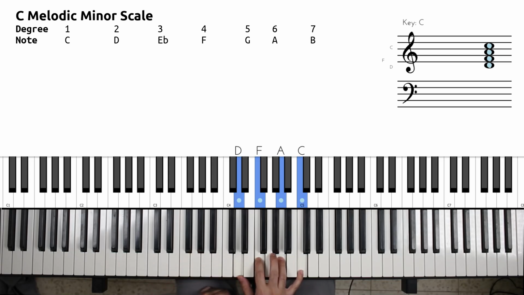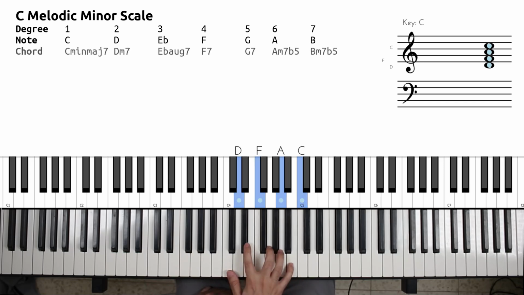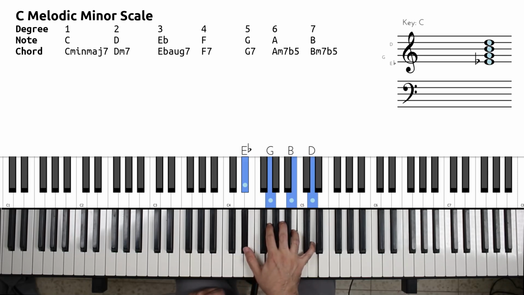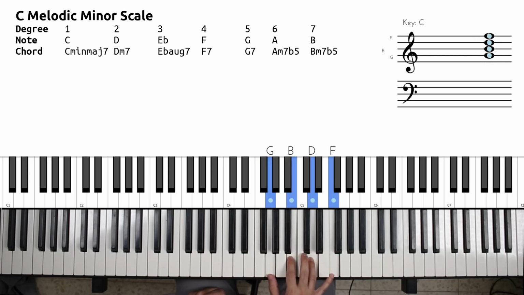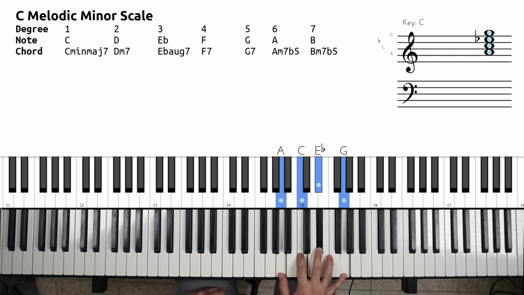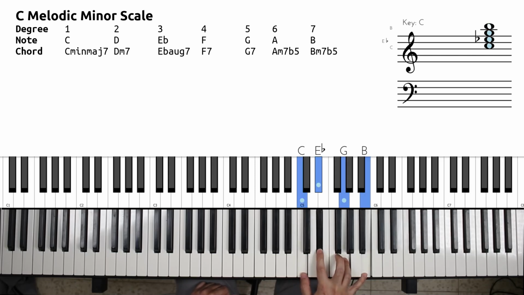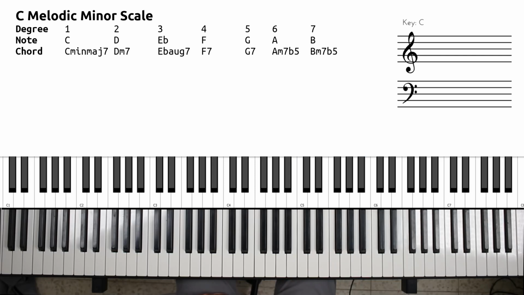We can keep doing this and obtain the following chords, starting with C minor major 7, D minor 7, E flat augmented 7, F dominant 7, G dominant 7, A half diminished, and B half diminished. Now we can try to assign the same functional roles as we did for the major scales, and there will be some small alterations.